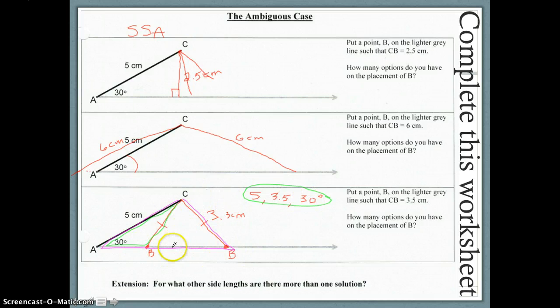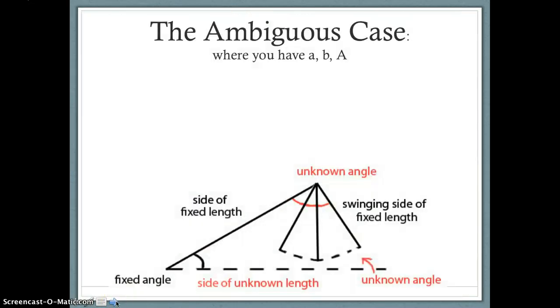Weird. Okay, so that's why it's called the ambiguous case, because it's ambiguous. If you're given a question like this, you have to wonder, okay, well, which triangle was the one that I was supposed to get? Okay, so it's ambiguous. It wasn't specified. Okay, so that is the whole thing about the ambiguous case.